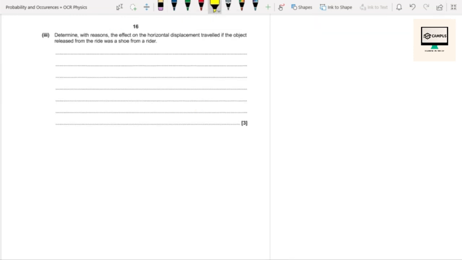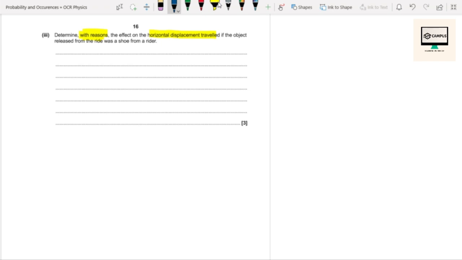All right. Moving on to the last part of question number 17. Determine with reasons the effect on horizontal displacement traveled if the object released from the ride was a shoe from the rider. So now the sandbag is replaced with the actual rider, and we have to imagine that the shoe from the rider was released, and how much horizontal displacement would it cover?